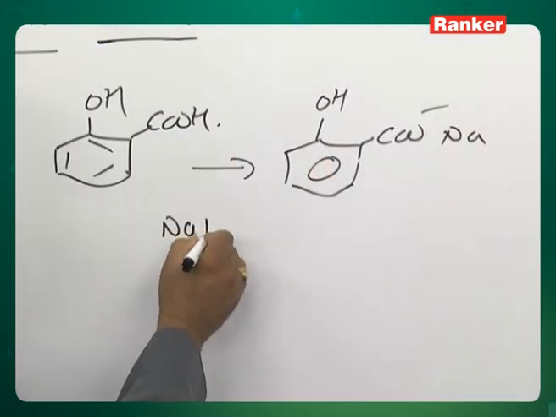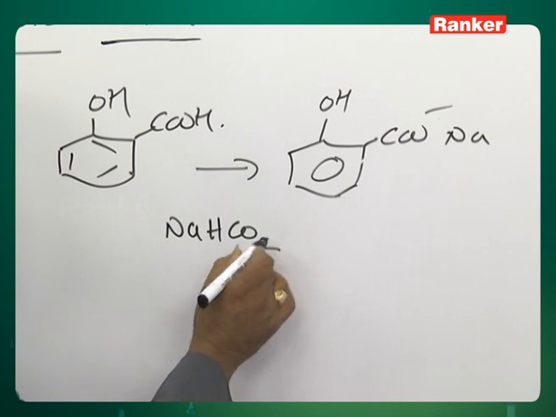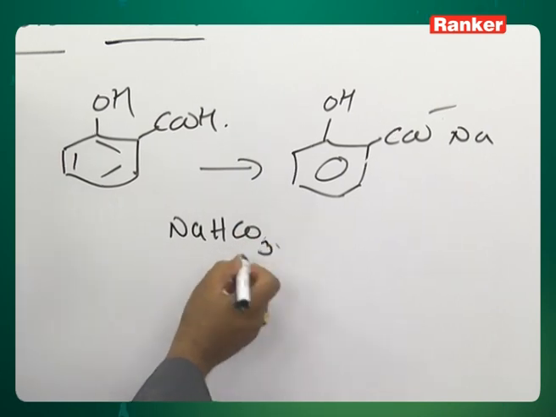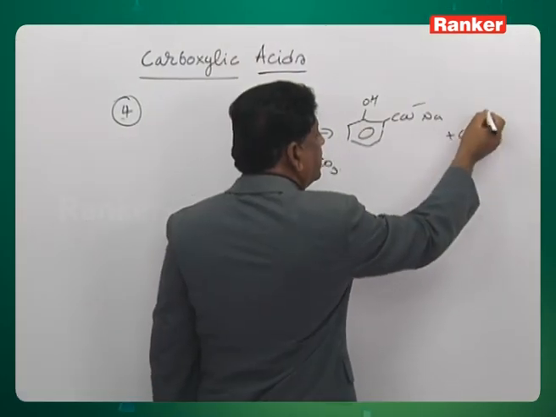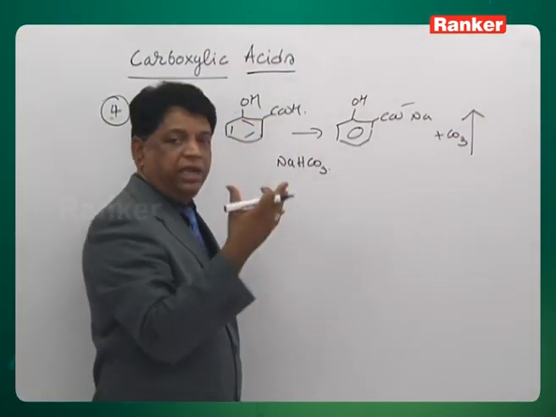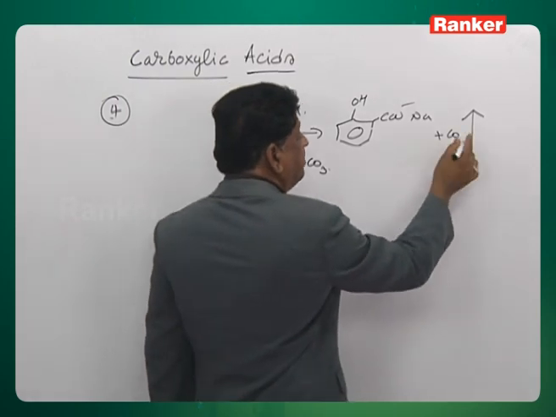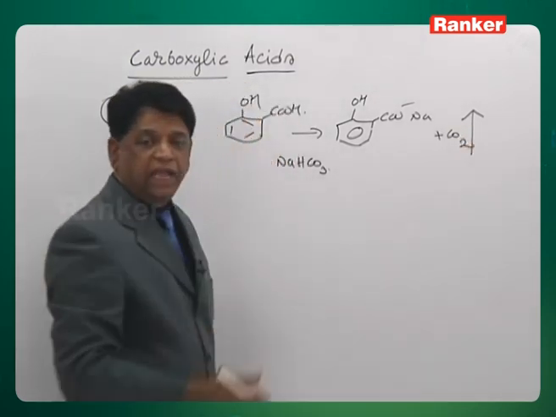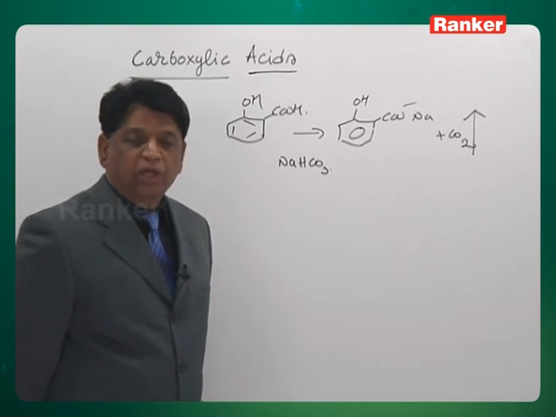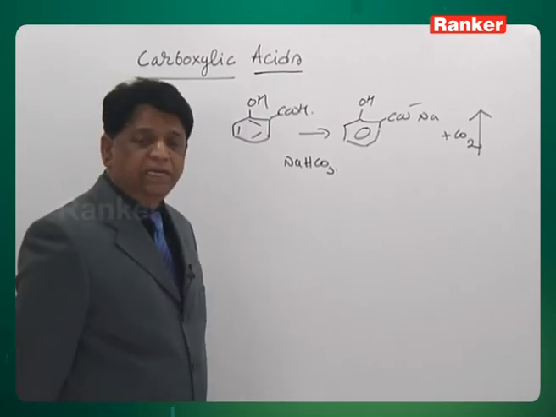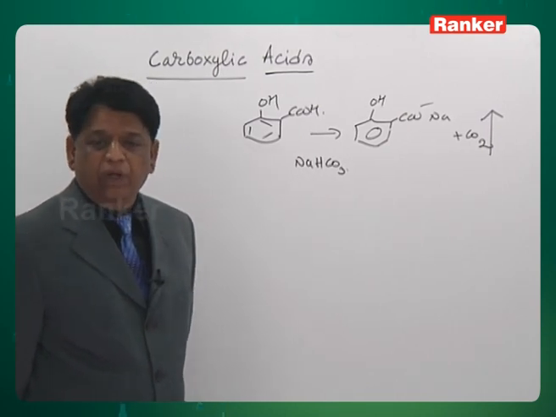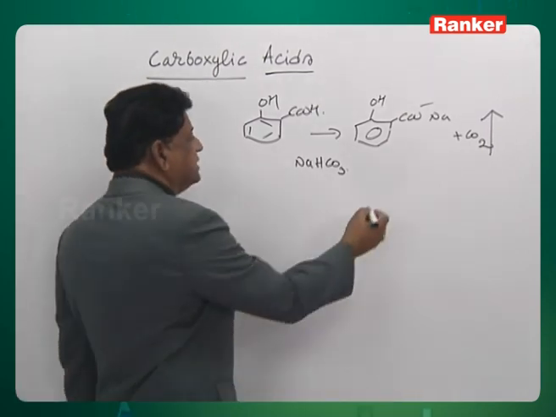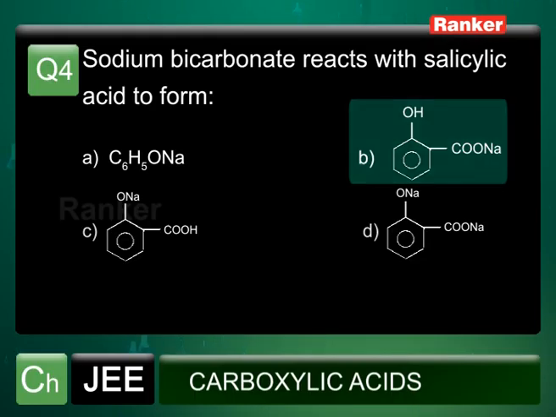Sodium bicarbonate will give this carbon dioxide. From this carbonate you get carbon dioxide. The carbon dioxide comes with bubbles and it is also known as what? Effervescence. A reaction giving bubbles is called effervescence. All carboxylic acids will liberate this type of carbon dioxide. So, options C and D are also wrong. So, option B is the right answer. Answer B is the right answer.